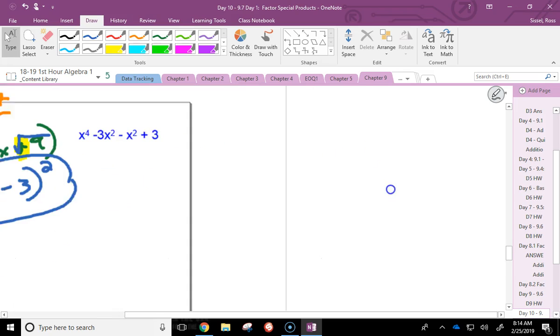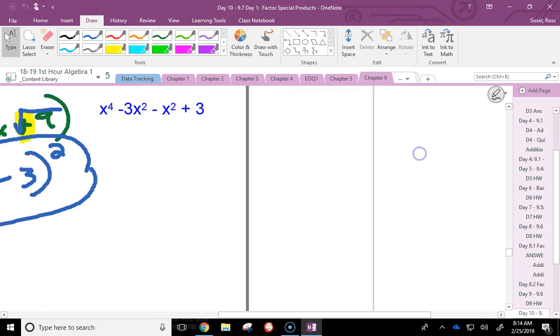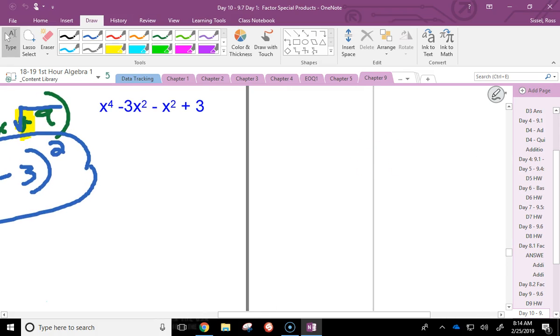Look at this one. The next one, look what's special on it. I know there's x to the 4th, but notice how many terms we have. What did we do when we had 4 terms? We factor them with hard way factoring. We can group them.